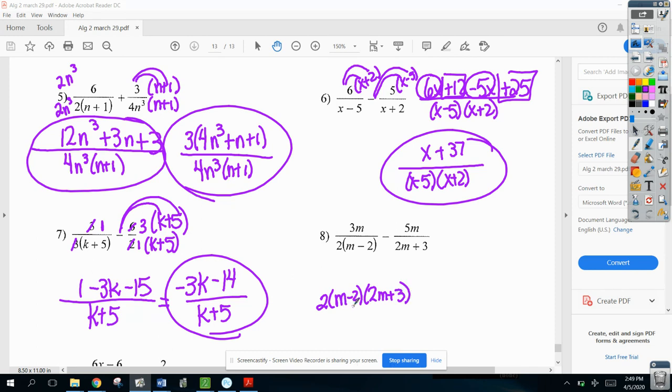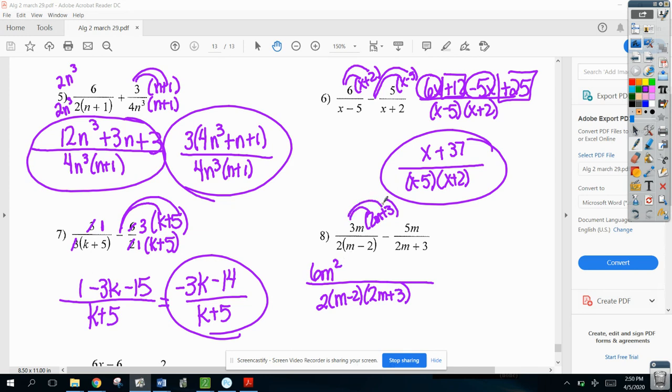This guy has the first 2. He needs 2m plus 3. So let's distribute that out. I feel like I need a skinnier pen. 3 times 2 gives me 6m squared.